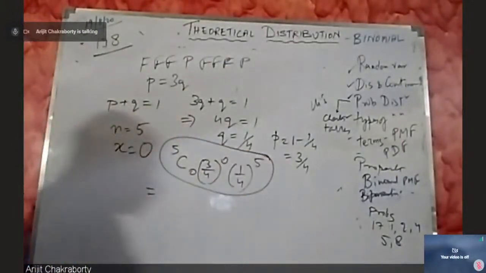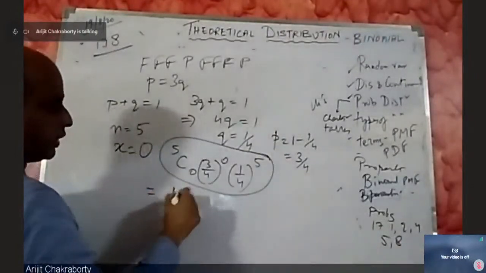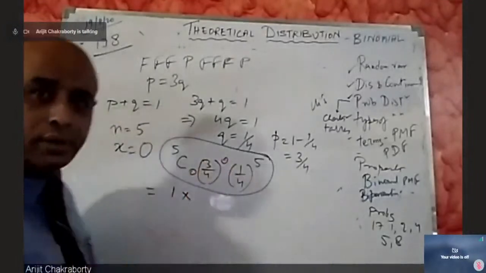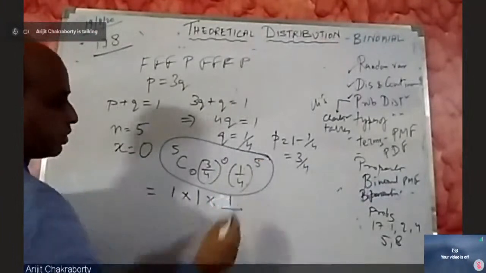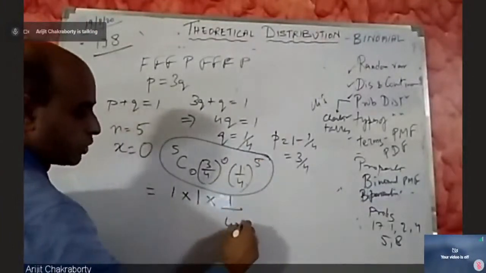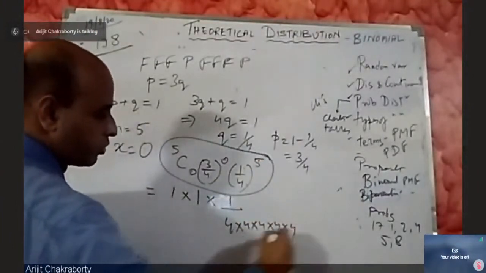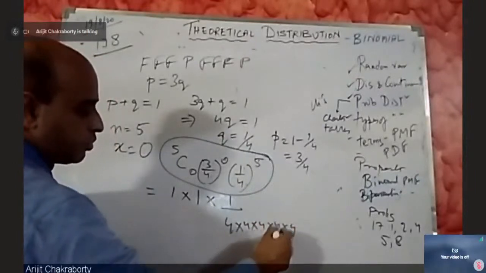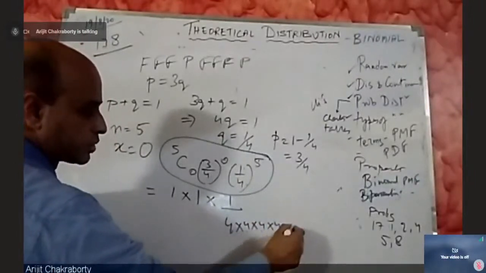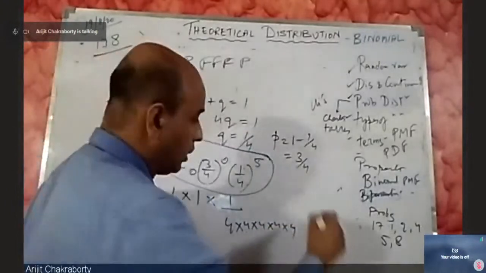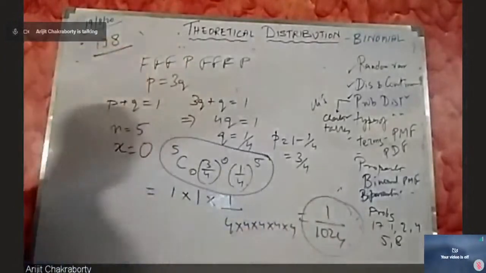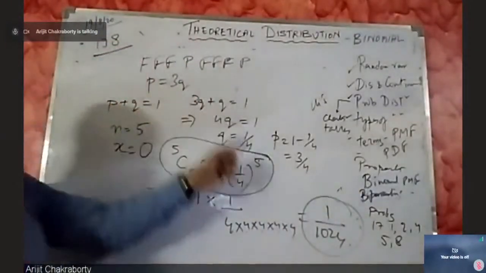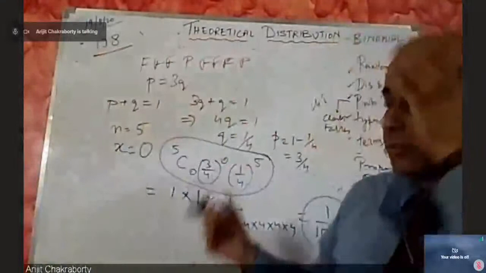5C0, if you calculate, 5C0 is equal to 5C5, that is 1, into 3 by 4 to the power 0, anything to the power 0 is 1, into 1 by 4 to the power 5. So 4 into 4 into 4 into 4 into 4. 16, 4 fours are 64, 4 fours are 256, 4 fours are 1024. So I am getting 1 by 1024. This is my answer which I am arriving at for 17.8, looking at the parameters which are given in the problem.